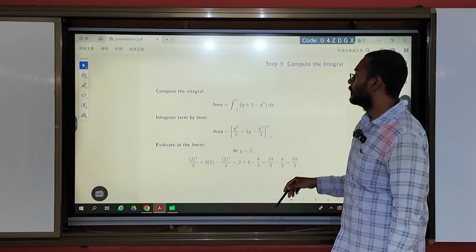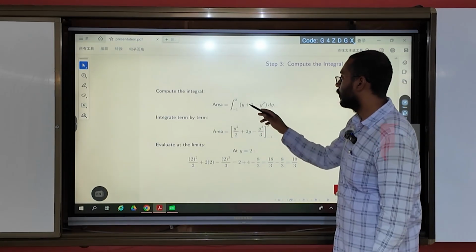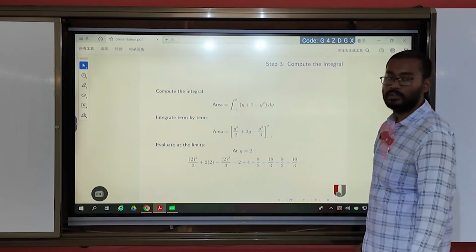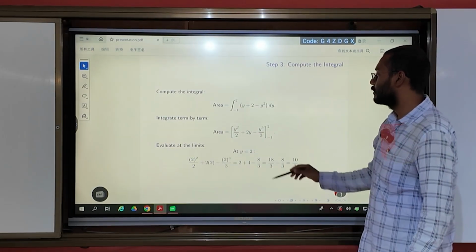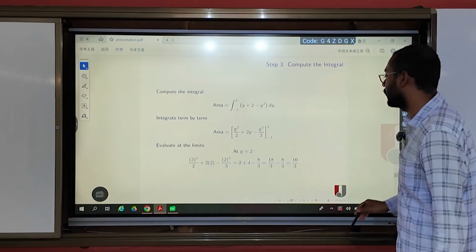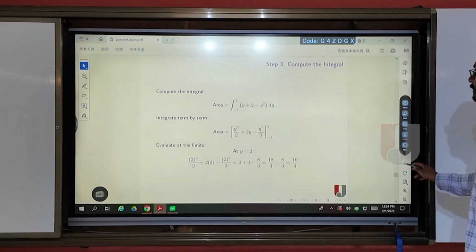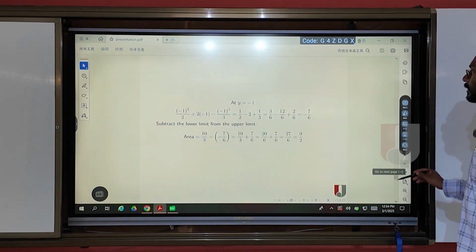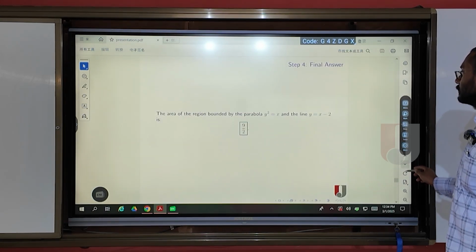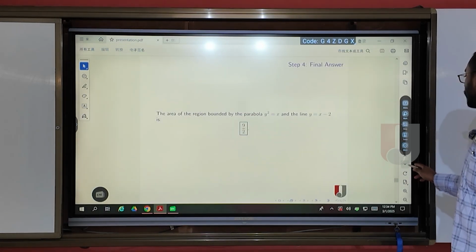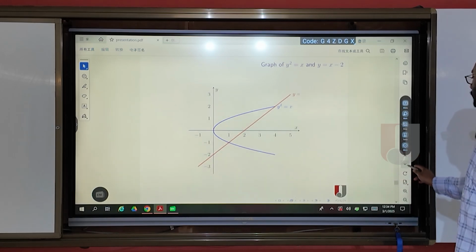Now simply doing the integration will come: y integration is y square by 2, 2 is a constant term so 2y, and another is y cube by 3, from minus 1 to 2. Now simply simplifying that value, it's coming 10 by 3. In that way you can simplify that value.